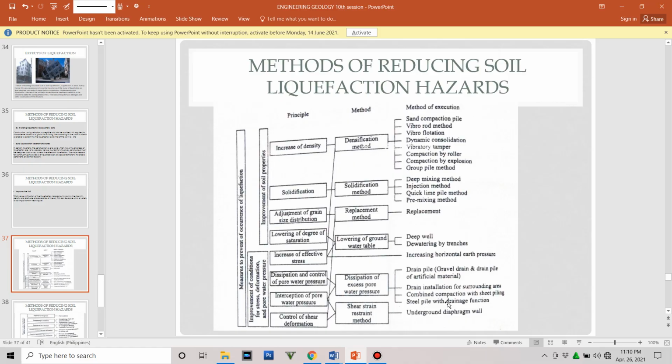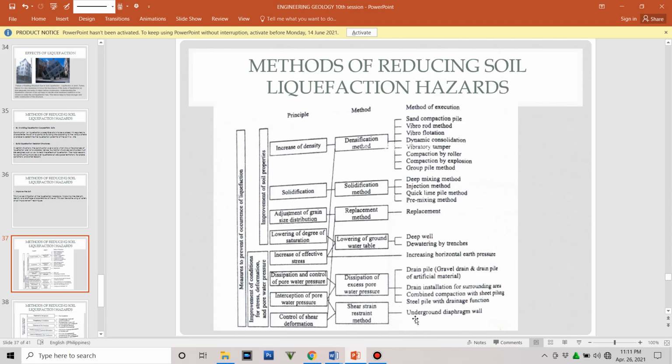We have the combined compaction with sheet piling, and sheet pile with drainage function. When we have a sheet pile, of course, we intend to divert the direction of flow. So we also have the principle of inception of pore water pressures, control of shear deformation. All of these are linked. So the method is the shear strain restraint method.